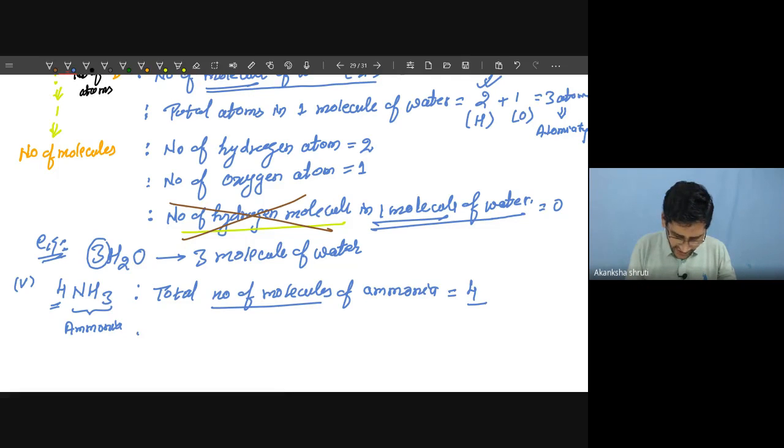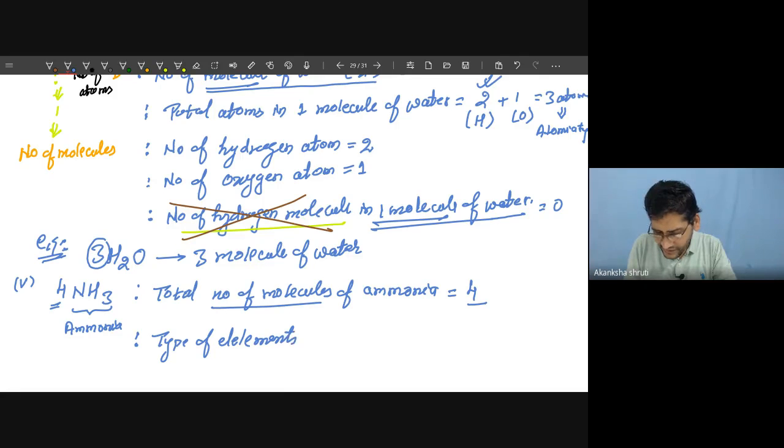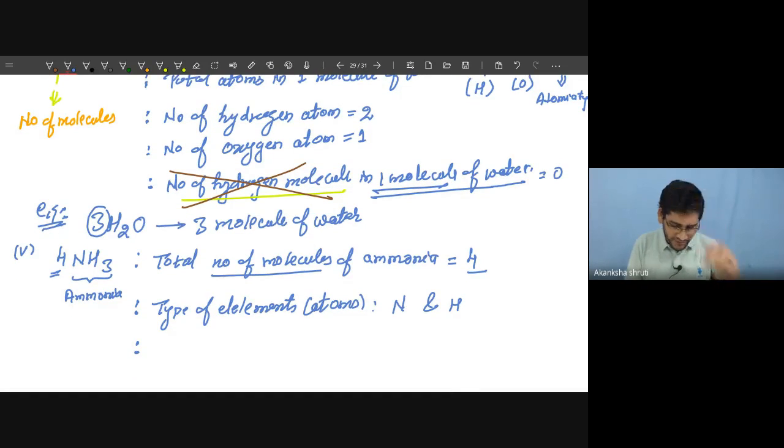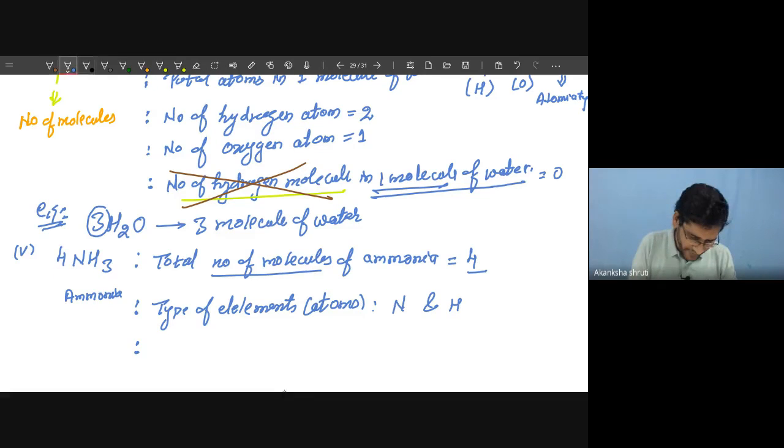Okay, another thing. What are the types of elements? Can you tell? Type of elements: nitrogen, very good, and hydrogen. Elements or atoms basically. One is nitrogen and another one is hydrogen. Then it may be asked how many atoms of nitrogen are present in this? 1. Yes, one.